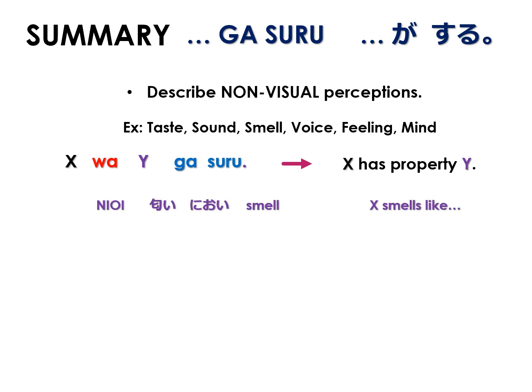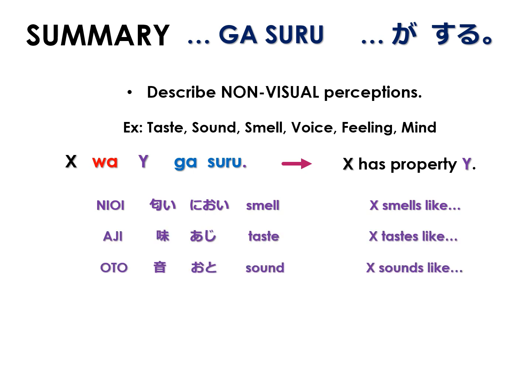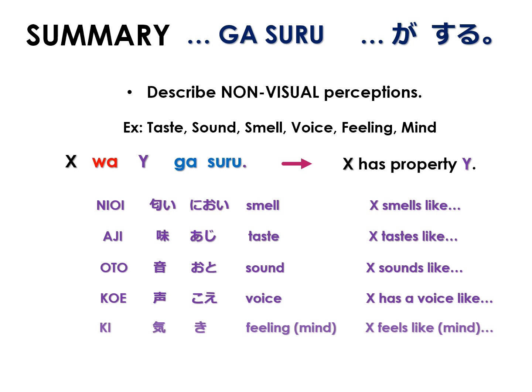We have nioi ga suru, X smells like. Aji ga suru, X tastes like. Oto ga suru, X sounds like. Koe ga suru, X has a voice like. Ki ga suru, X feels like, as in what you feel in your mind. And kanji ga suru, X feels like, as in what you feel in your heart.